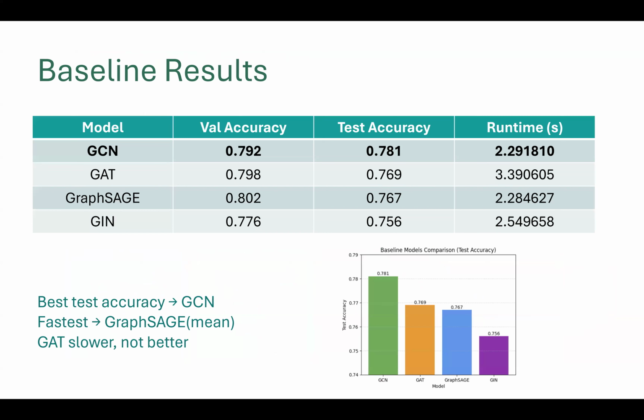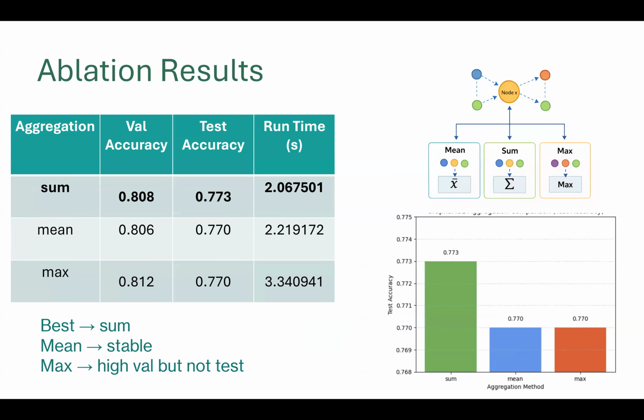From the results, GCN achieved the best test accuracy, showing that simple averaging works very well on this dataset. GraphSAGE was the fastest model, making it efficient. GAT, despite using attention, did not improve performance and had higher runtime. This suggests that attention does not always provide a benefit, especially on structured datasets like PubMed.